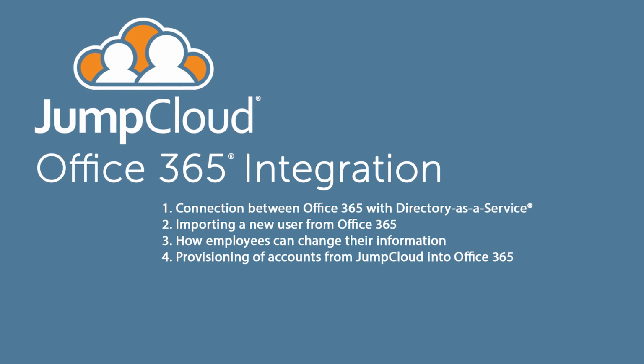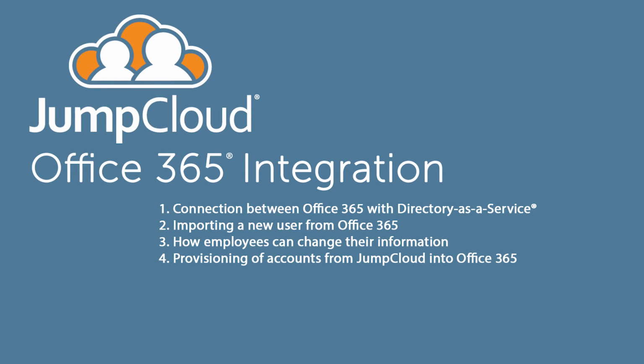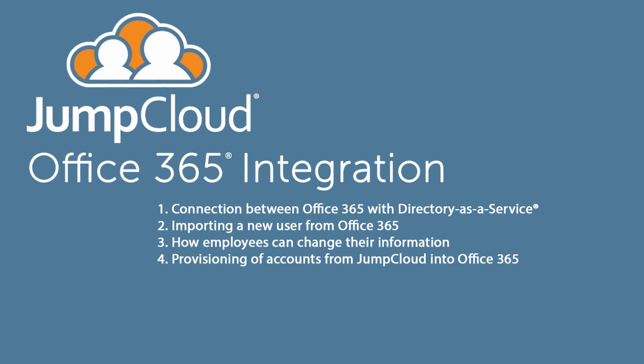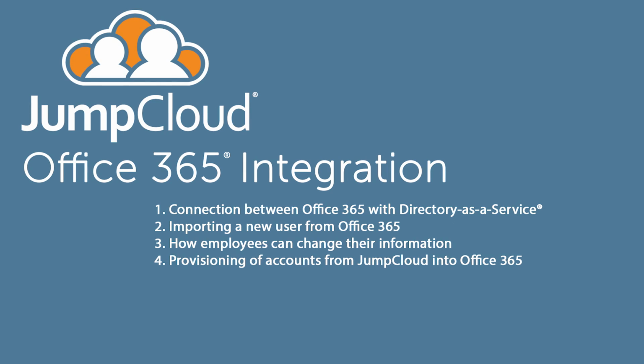So, to recap, we've covered the connection of Office 365 with JumpCloud's Directory-as-a-Service. And then I showed you the importation of a user, Grace in this example, from Office 365 into JumpCloud. And then through JumpCloud removed or restricted access in Office 365. Then I showed you how a user or an employee can change their information in JumpCloud and have that take effect in Office 365. And finally, we covered the provisioning or creation of an employee or account from JumpCloud into Office 365.